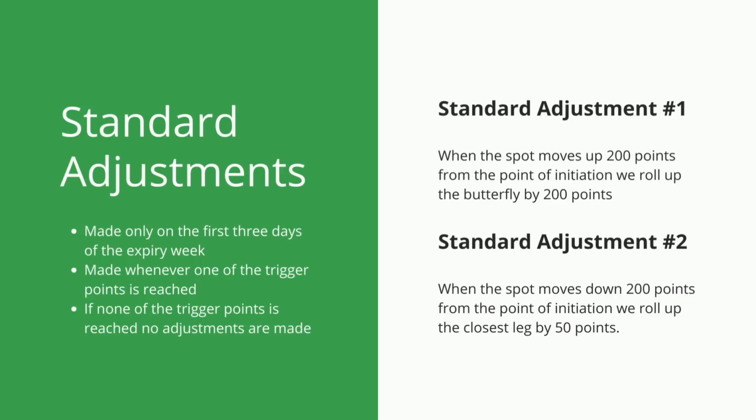Standard adjustment 2. When the spot moves down 200 points from the point of initiation, we roll up the closest leg of the butterfly by 50 points. That is, if the initial trade is a 18200, 300, 400 butterfly, roll up the 18200 leg to 18250. So the butterfly would now be a 18250, 300, 400 butterfly. And it usually becomes a no or minimal downside risk bullish broken wing butterfly. On most weeks, these are the only adjustments you make.